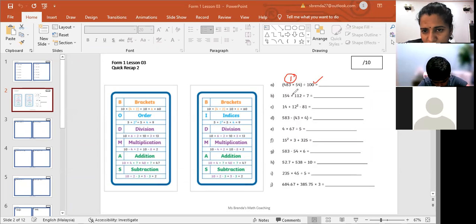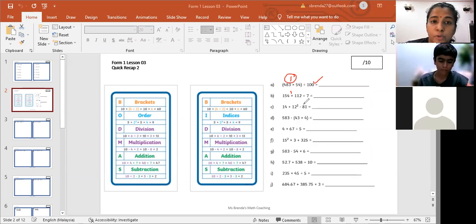Got it? Over here, there is a multiplication followed by a division. So which one must we do? You do the multiplication first and then only you get your answer and you do the division part. Do you understand, guys? So on your side, all you need to do is figure out which one you're supposed to do.